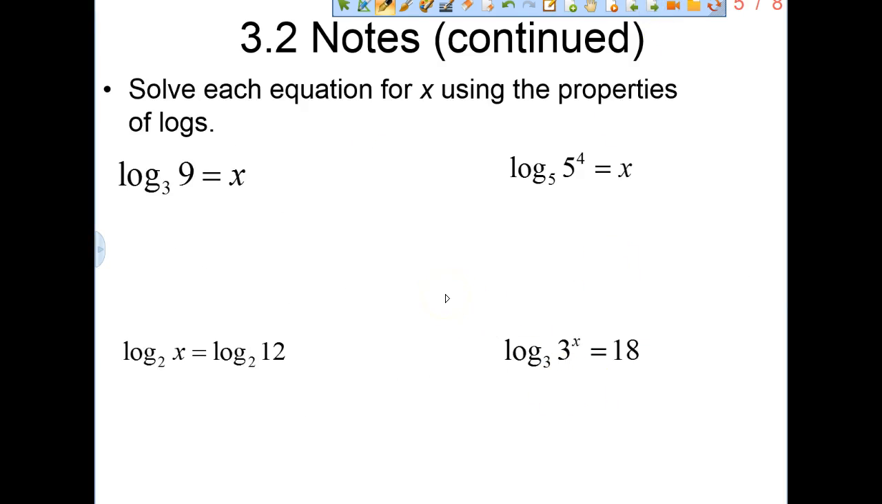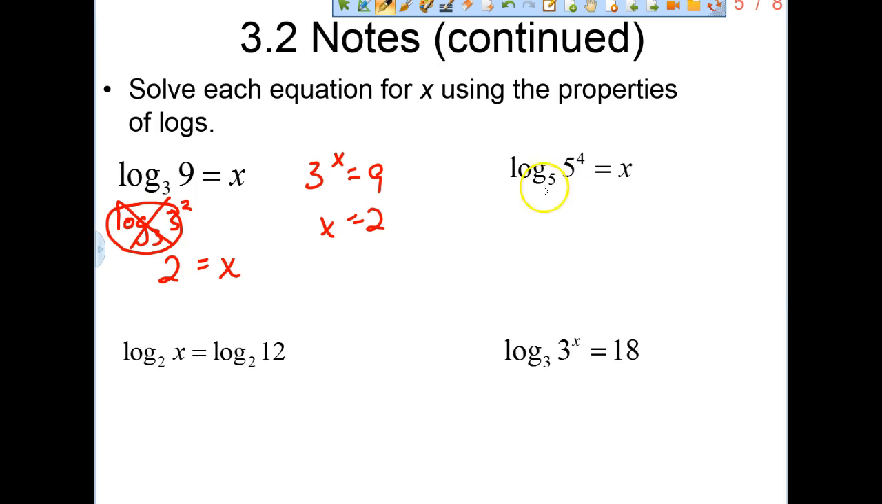All right, so now it says solve each equation for x using the properties of logs. So if I have the log base 3 of 9, right? Well, 9 is actually 3 squared, isn't it? And so the log base 3 and the 3 cancel each other out. So we're left with 2, right? So 2 would be x. Or the other way you could think about it is 3 to what power? 3 to the x power is 9. Well, of course, x is 2.